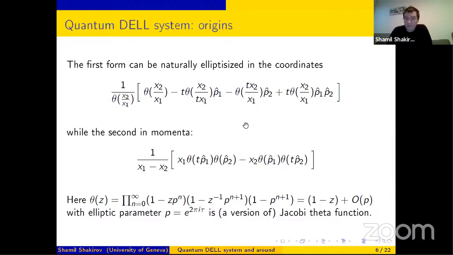Shamil, looking at these formulas, I see that the first one is elliptic in coordinates, but it's still polynomial, or just not elliptic, in P, and vice versa. No, it's supposed to be trigonometric, of course. Exactly. This is an elliptic/trigonometric system. So I'm showing how to switch on one deformation without switching on the other.